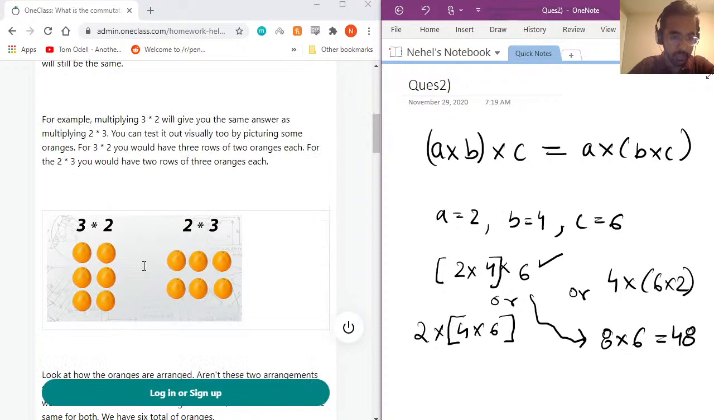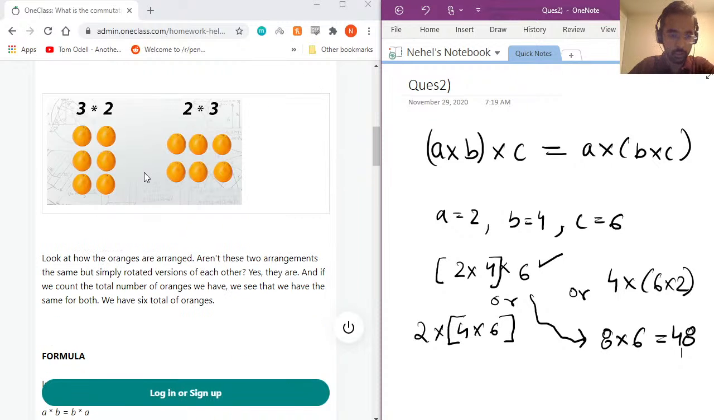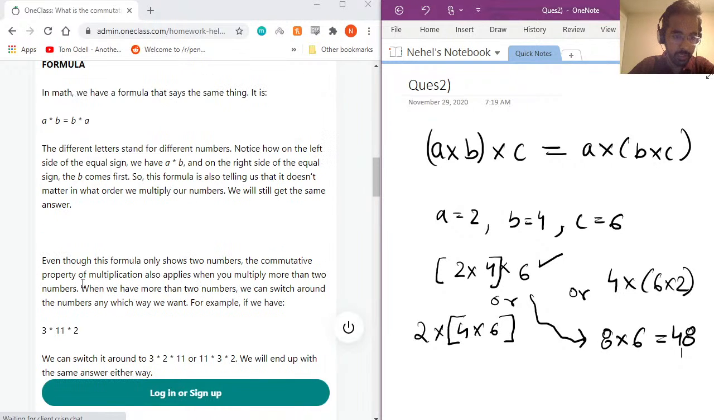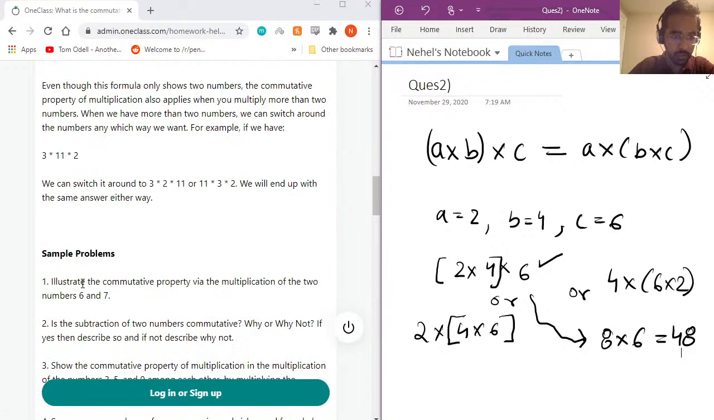So that's perfect. So here we are representing them in rows and columns. If you look at this, you have 3 rows and 2 columns of oranges, but at the end of the day, you still have 6 oranges, regardless of if you arrange them like this or like this. So this is pretty good. It explains it very well.